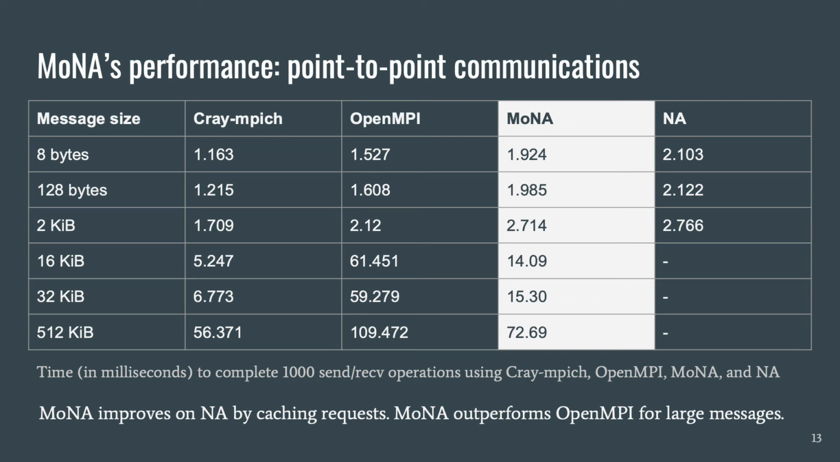However, we were surprised to see that Mona outperforms OpenMPI for messages that are larger than 2 kilobytes. And we suspect that what's happening is that Mona uses RDMA for larger messages, which might be more efficient than the rendezvous protocol used by OpenMPI. You might be wondering why Mona is outperforming NA, which is a low-level library that it actually uses. And this is because Mona does some clever things with caching and reusing messages and resources across calls, which allows it to reduce the number of allocations and the number of copies.